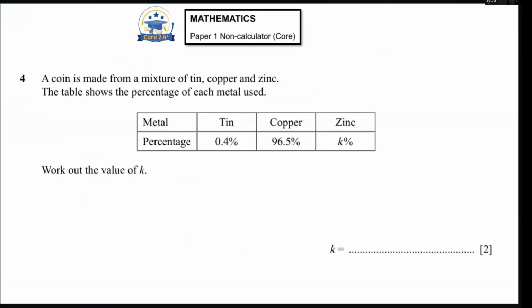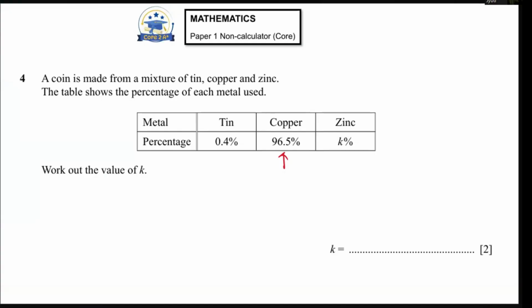A coin is made of a mixture of tin, copper and zinc. The table shows the percentage of each metal used. So the metals are tin, copper and zinc. As you can see, the copper is in a very big amount.